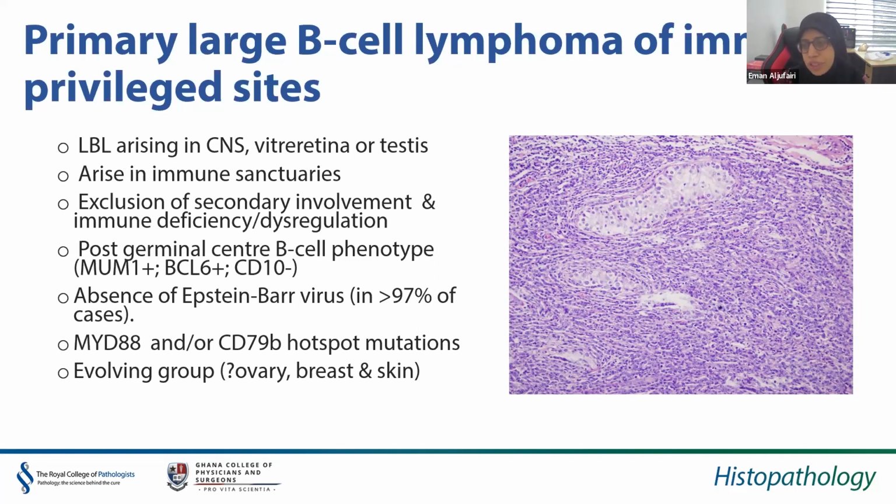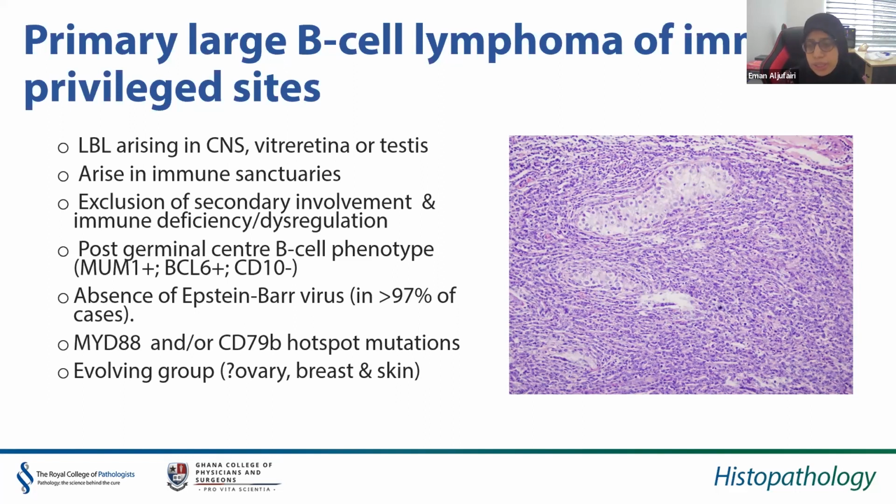By morphology, these are large B cells in diffuse sheets. One example here in the picture is from the testis. You can see the sheets of large lymphocytes with entrapped seminiferous tubules. When it comes to immunophenotype, they usually have a post-germinal center B-cell phenotype. So besides your B-cell markers, they will be positive for MUM1 and BCL6, while CD10 will usually be negative. In rare cases, CD10 can be positive, but in those cases you first need to rule out secondary involvement.